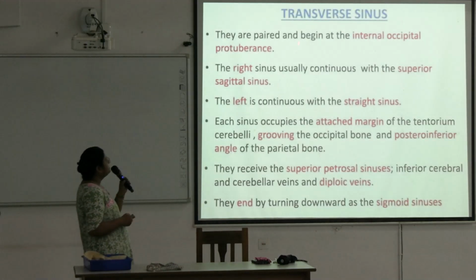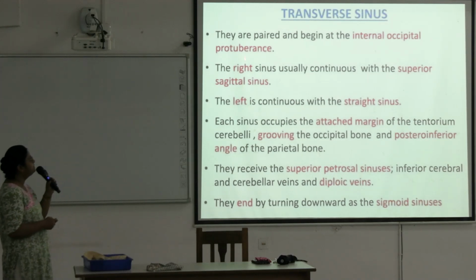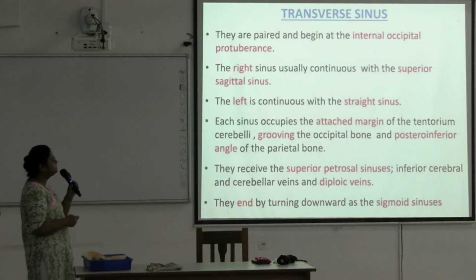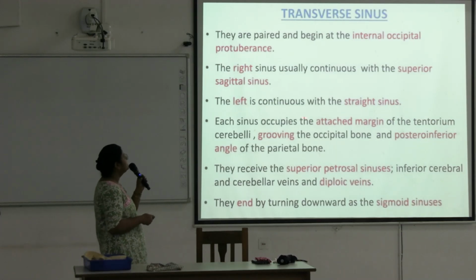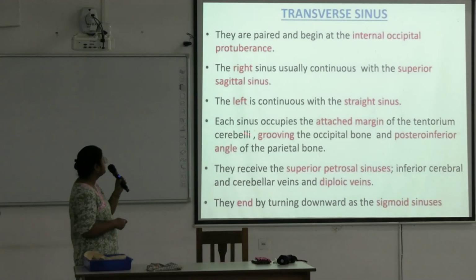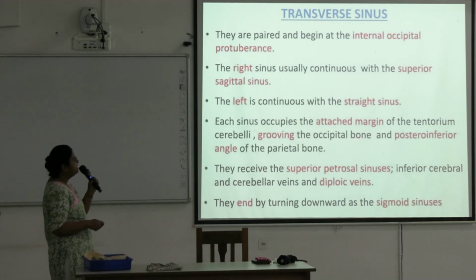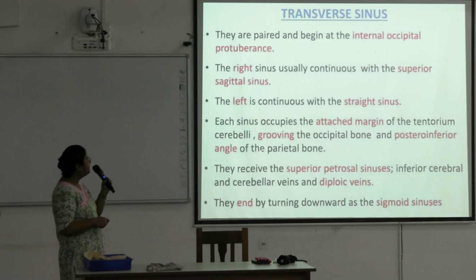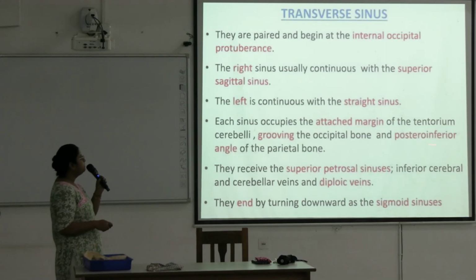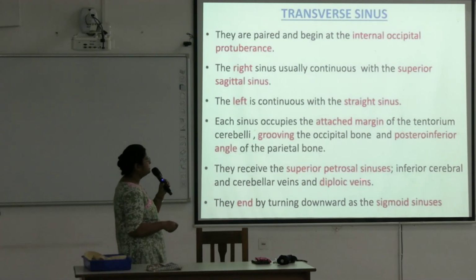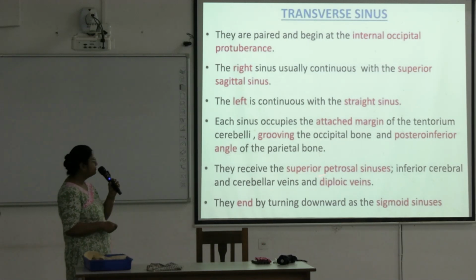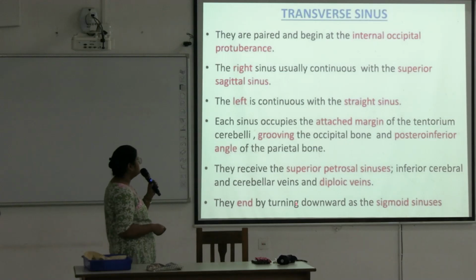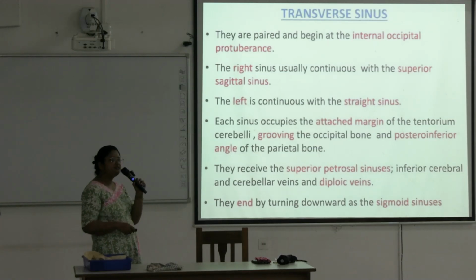Next we go to the transverse sinus. They are paired sinuses beginning at the internal occipital protuberance. Right sinus is usually continuous with the superior sagittal sinus. Left is continuous with the straight sinus. And each sinus occupies the attached margin of the tentorium cerebelli, grooving the occipital bone and posterior inferior angle of the parietal bone. And they receive the superior petrosal sinuses, inferior cerebral and cerebellar veins, and diploic veins. Okay, and they end by turning downward as the sigmoid sinuses.